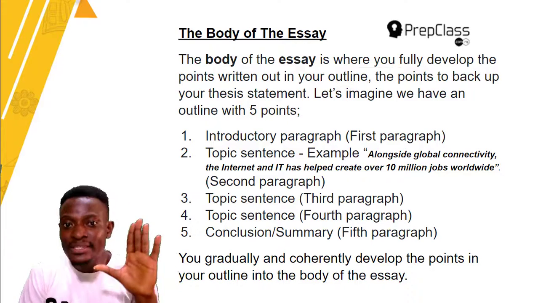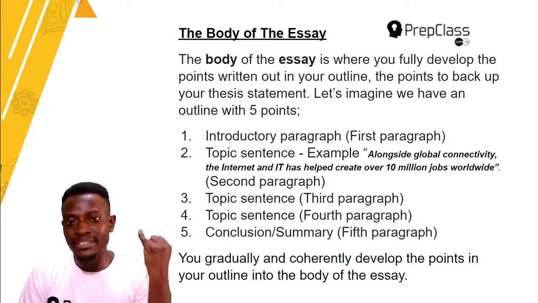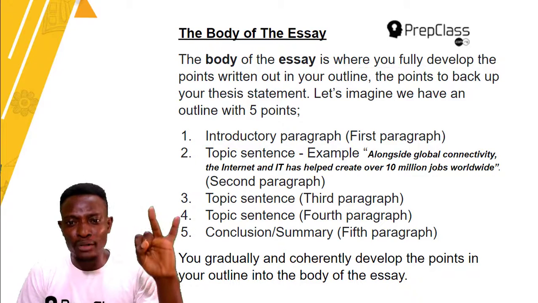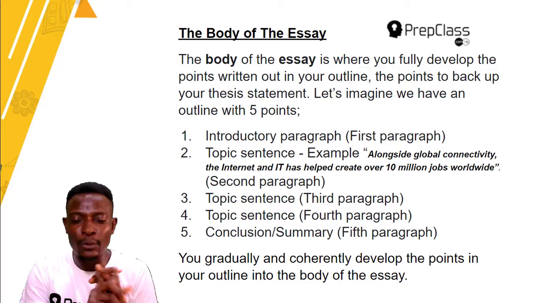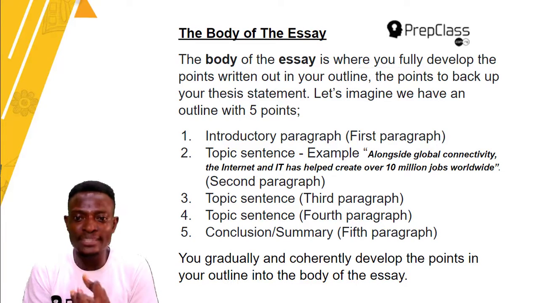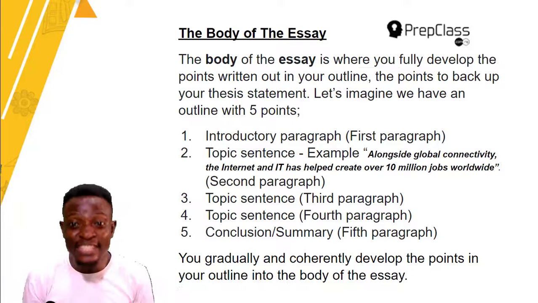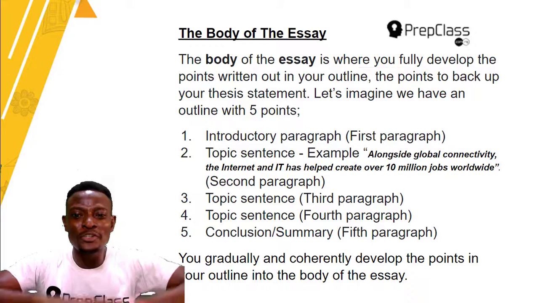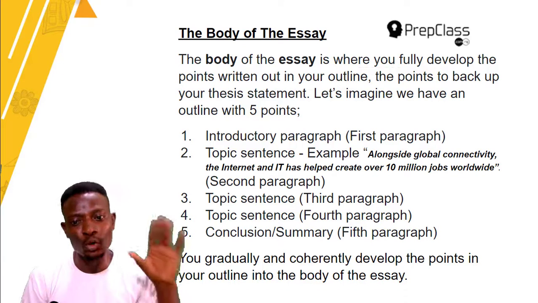Let's say we have a 5 points outline. The first paragraph is the introductory paragraph. The second paragraph has to do with what you have to talk about. Everything in that paragraph must be in line with your topic sentence. The third paragraph has to be in line with your topic sentence. You develop the topic sentence into a full paragraph. The next point, you develop the topic sentence into another full paragraph. Then you come with your conclusion.